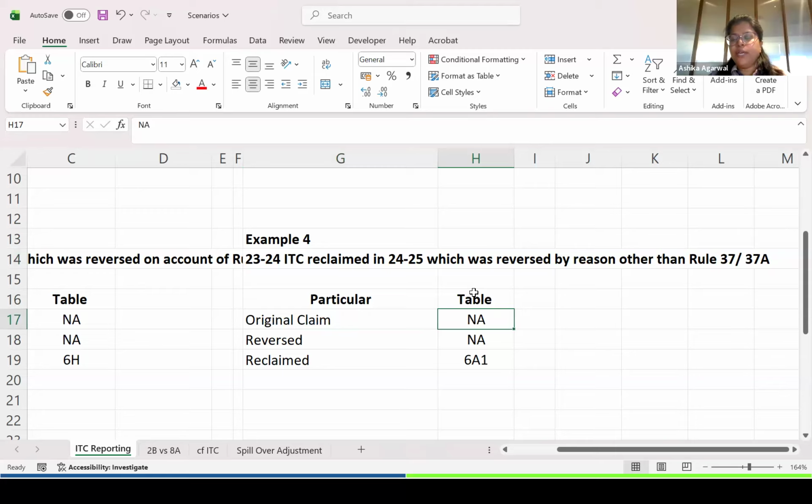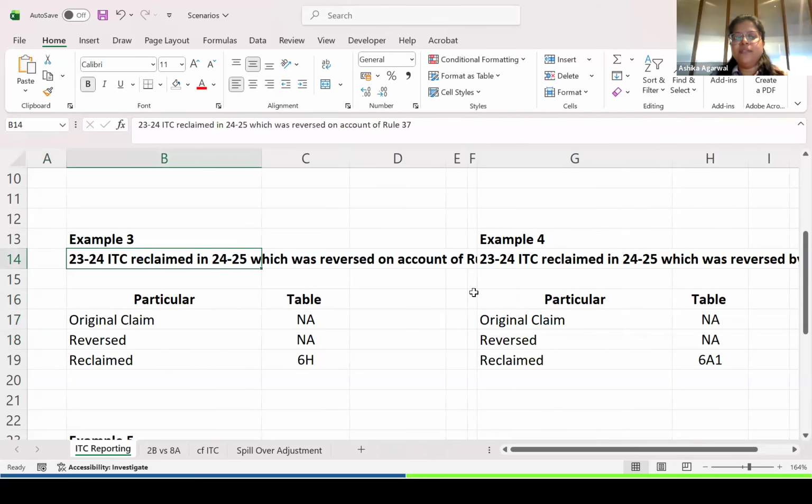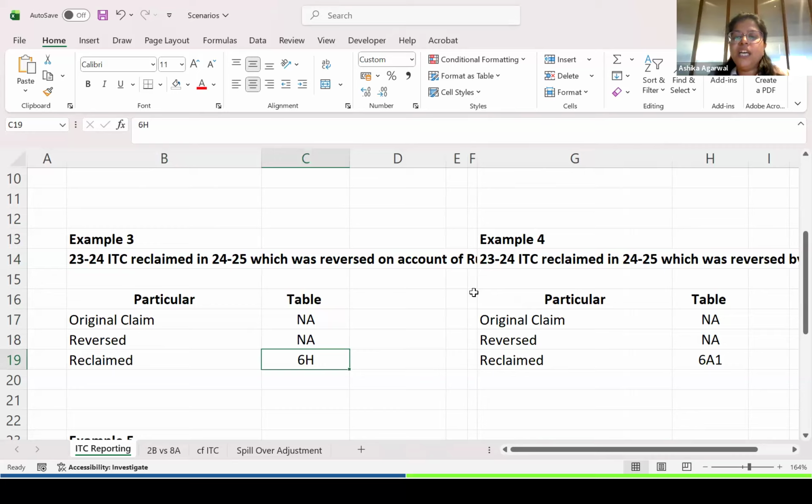So if we see for 24-25, while filing GSTR 9, original claim and reversal have no role to play. Reason being, it belongs to last year. But you have reclaimed, so you have to report in 6A1 if it is other than Rule 37 and 37A. But if it is on account of Rule 37 and 37A, then they are asking you to report the reclaim in table 6H. So here they are changing the reporting based on the reason of reversal. If the reason is other than, then 6A1. And if the reason is Rule 37 and 37A, then 6H.